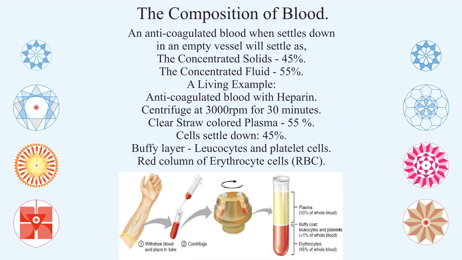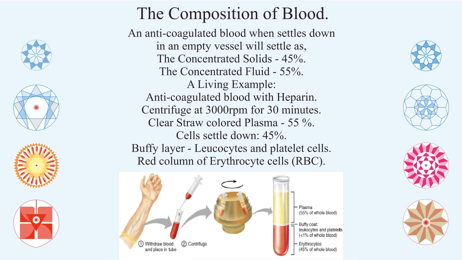Now let's understand the composition of blood. Anticoagulated blood, when it settles down in an empty vessel, will settle as concentrated solid 45% and concentrated fluid 55%. And a living example is anticoagulated blood with heparin, as you can see down.